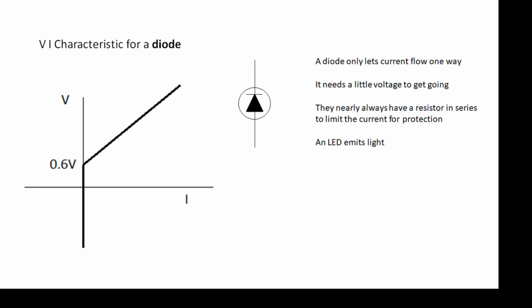It is reverse biased. Looking at the graph of V against I, for negative voltages, there is no current. For positive voltages, you do need a little voltage to get it going, which is usually about 0.6 volts, but then it has a fixed resistance and it behaves like a resistor. We usually always put a resistor in series with it to limit the current, to protect it. An LED is a light emitting diode.